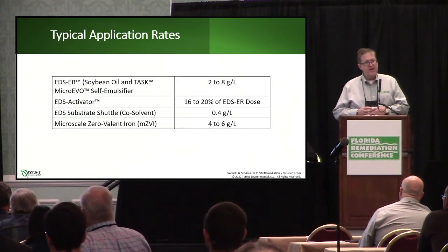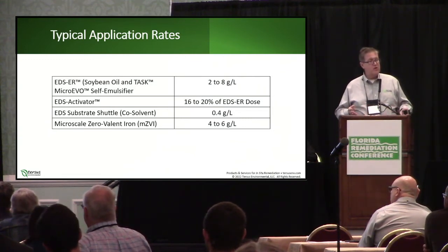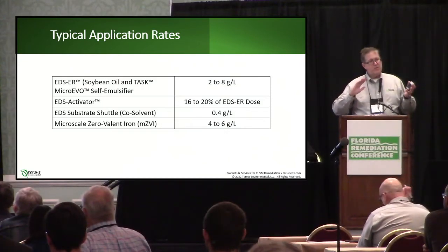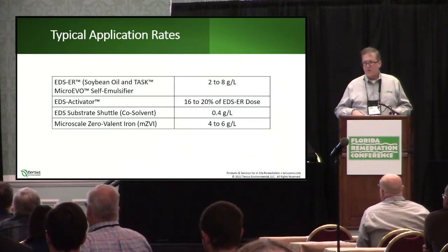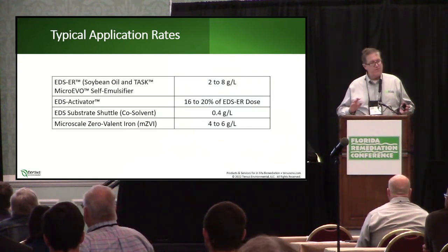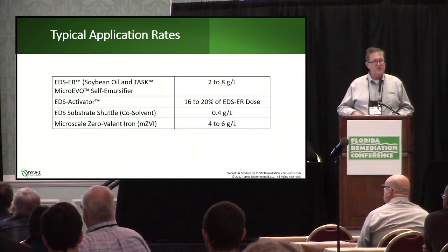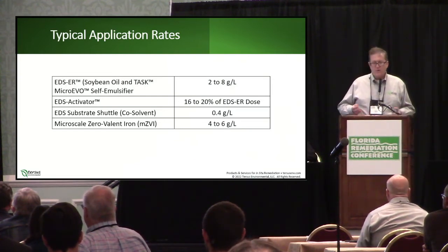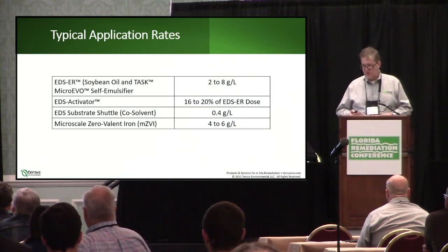So typical application rates, on the oil and the surfactant, it's going to be 2 to 8 grams per liter in situ. On the activator, the catalyst, on the alkyl oxides, ideally we want to be somewhere between 6 and 20% of the dose of the oil. And then the co-solvent, we need very little, about 0.4 grams per liter. And then often, we like to speed up the process even faster and get some abiotic reactions, depending on the concentrations. Typically there, microscale zero-valent iron would be added roughly between 4 and 6 grams per liter.